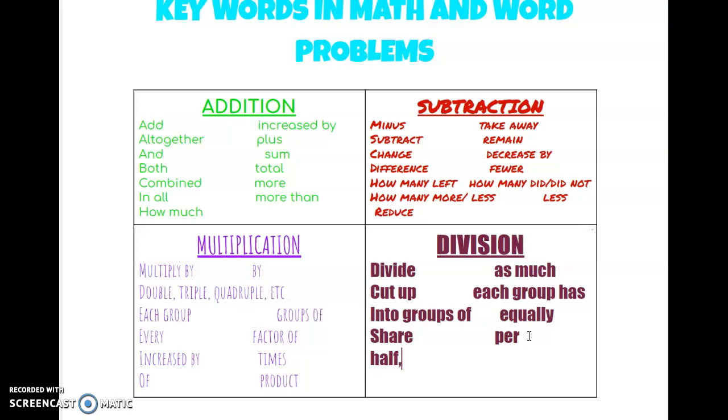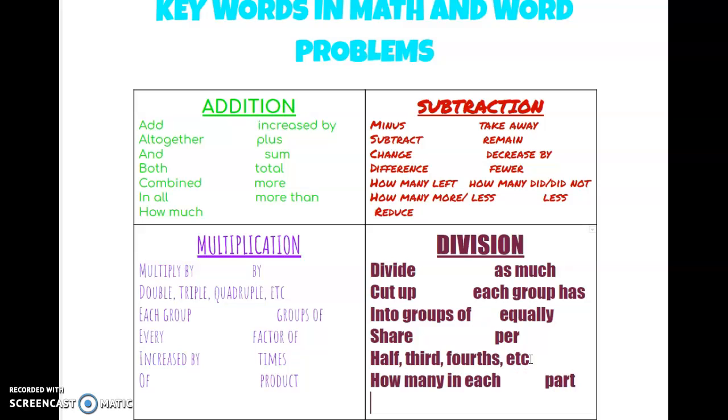You could also have half, third, fourths. This is where a lot of our fractions will come in, because fractions are dividing wholes into 2 groups, 3 groups, 4 groups, etc. Fifths, sixths, you could go on and on and on. You could have "how many in each." You might have "parts." You could have "quotient," which again, remember, is the answer for division problems. Or you could have "separated."